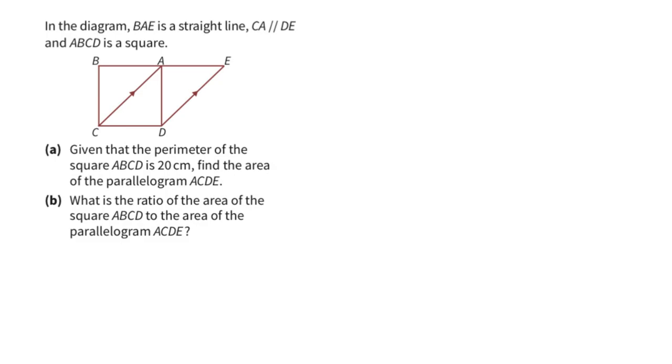Hello everyone, welcome to this video where we are given that BAE is a straight line and there are a pair of parallel lines, CA and DE, and very importantly, ABCD is a square. And what's so special about the square? We know the perimeter of the square is 20 cm.